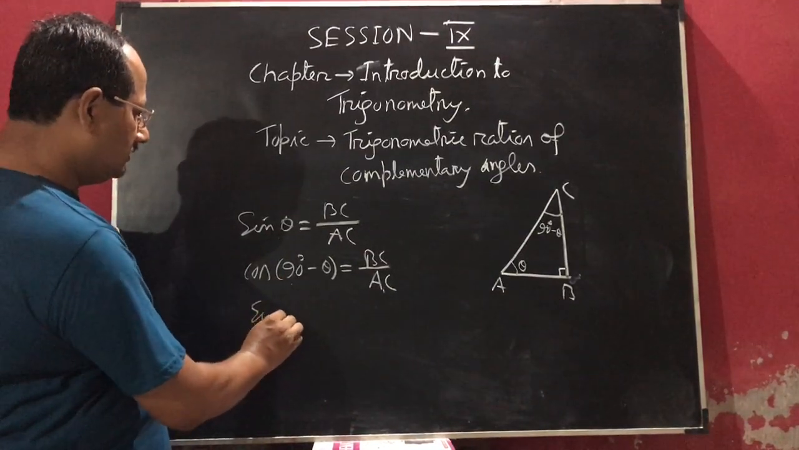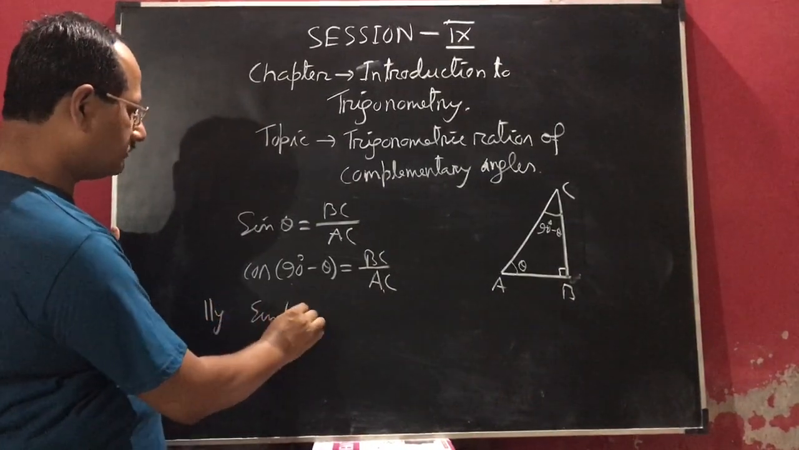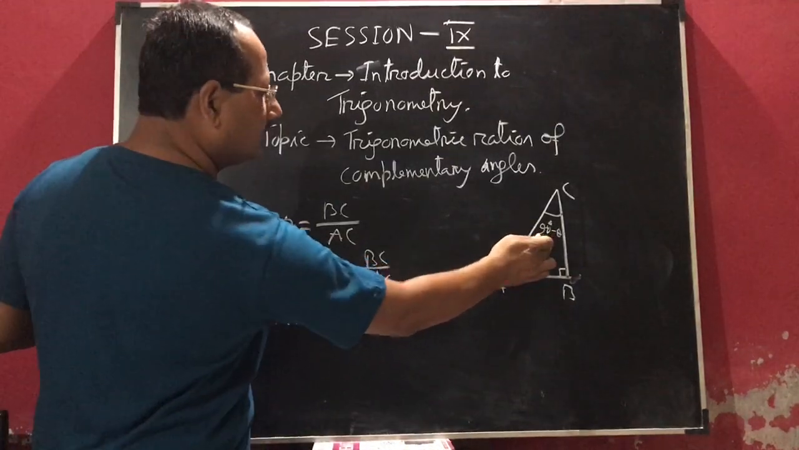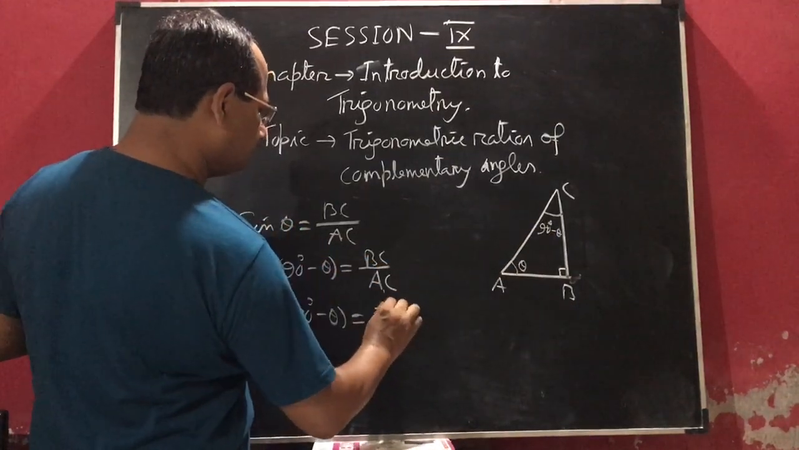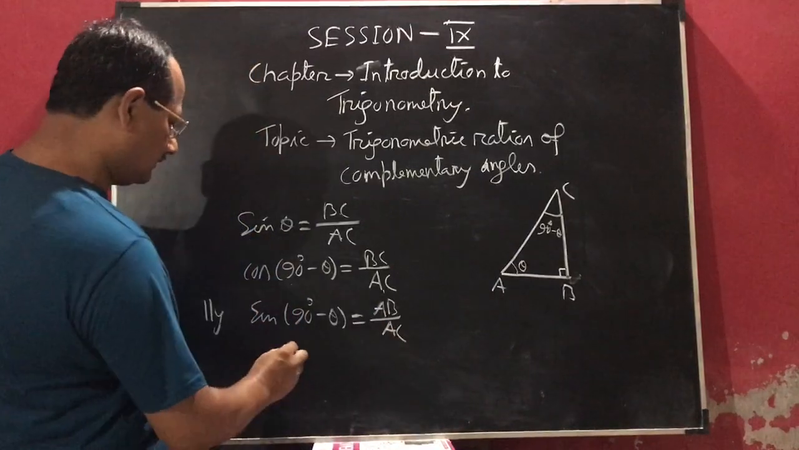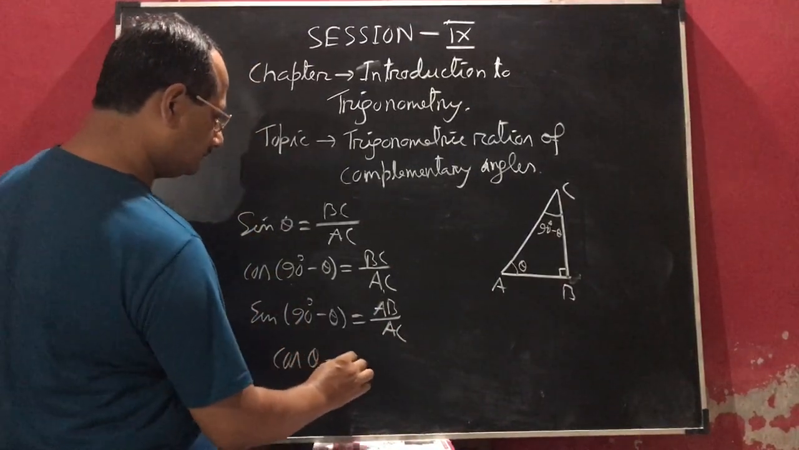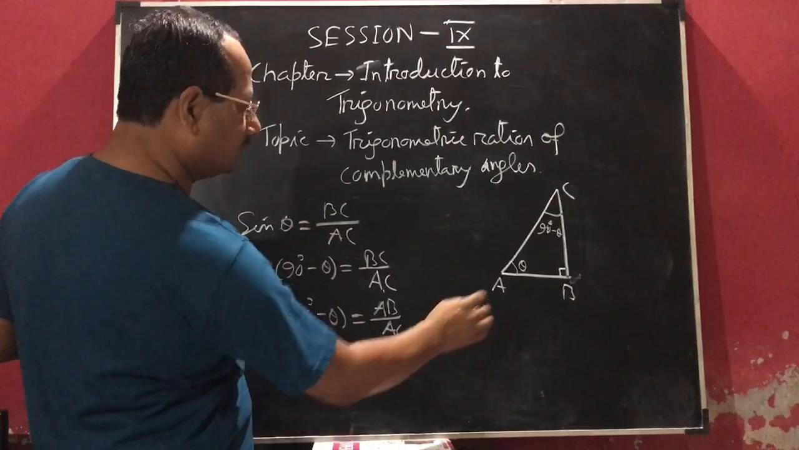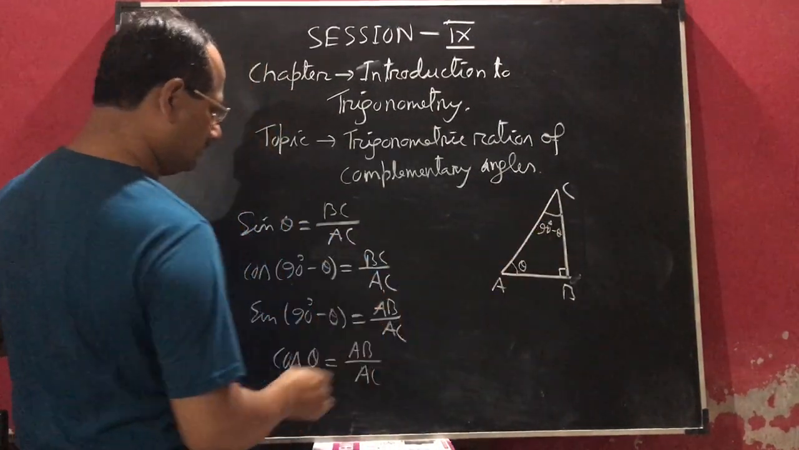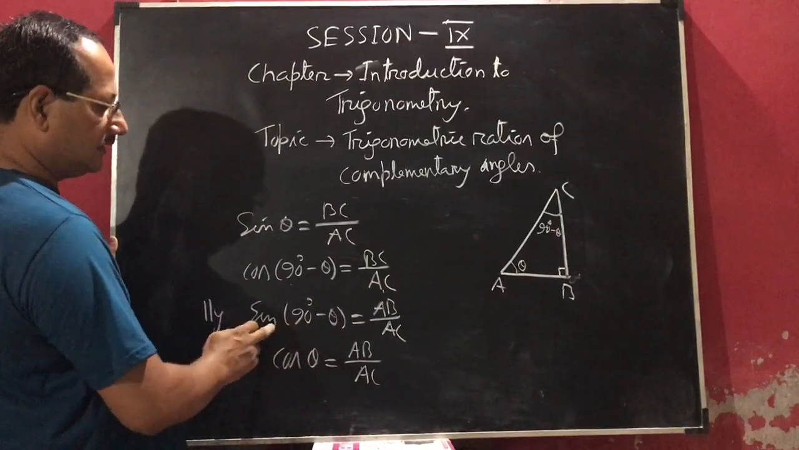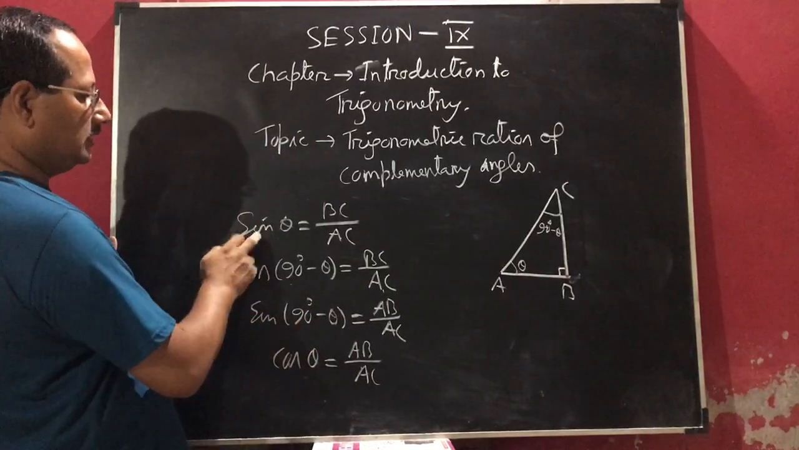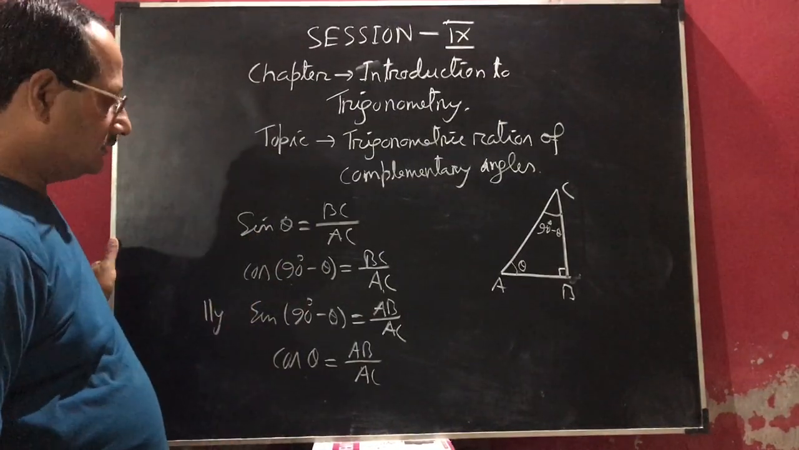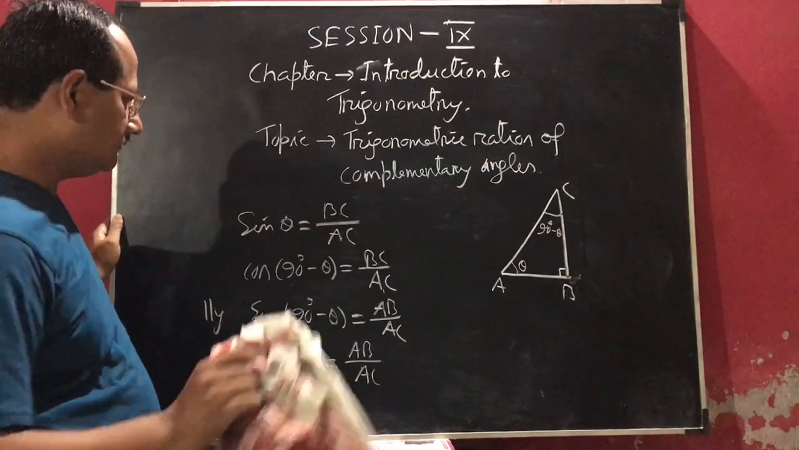Similarly, sin of 90 minus theta, for this angle, is AB by AC, and cos theta is also AB by AC. Then in this case, sin of 90 minus theta is equal to cos theta. Okay?